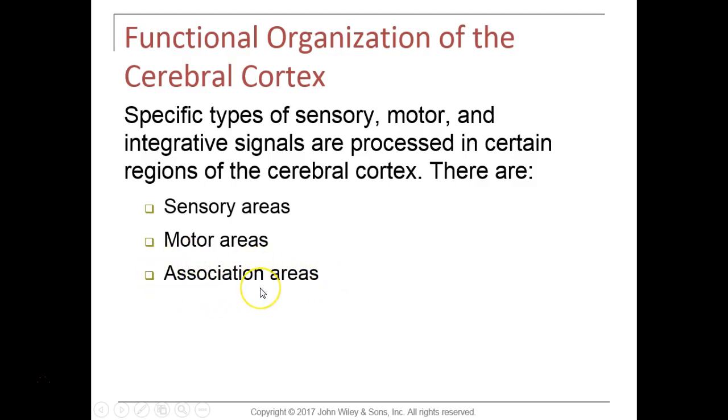So if you eat an apple and you didn't know you were eating an apple and it tasted like an apple, you would picture an apple in your head. There's an association area that allows us to make those connections. So the association areas make connections so we can understand what is going on in our environment.